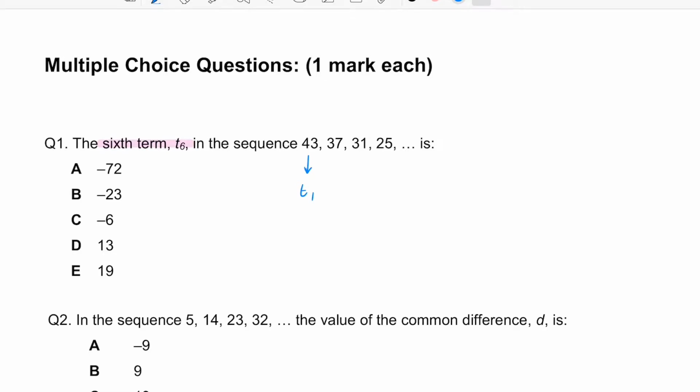So I can see here that it's decreasing by 6 units each time, which means that 25 minus 6 is going to be 19, and then minus 6 again, that's going to be 13. So T6 for me is going to be 13, which is D.